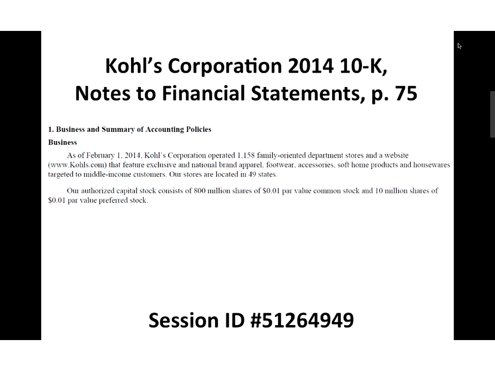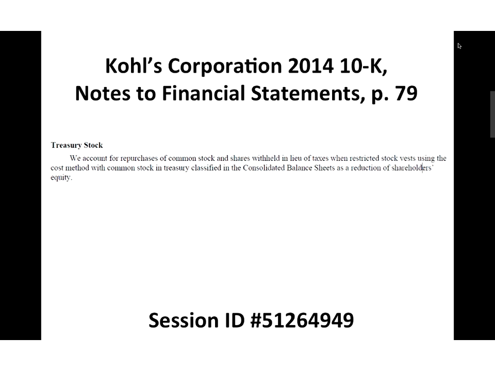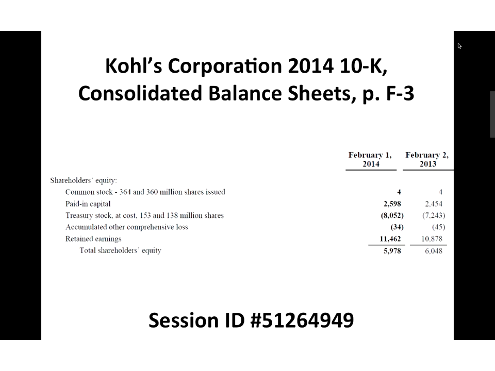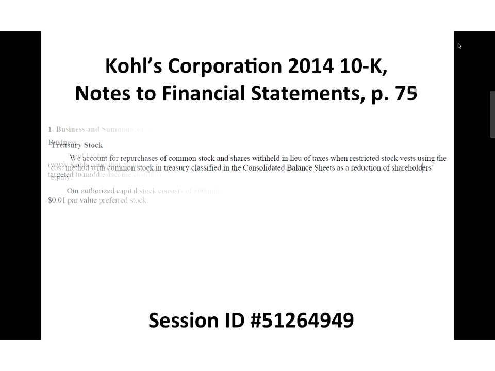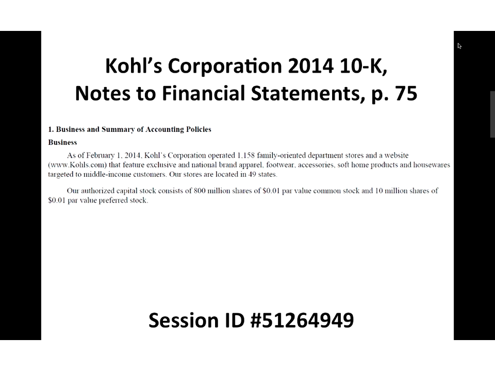Now, Kohl's told us they have authorized 800 million shares of common stock and 10 million shares of preferred stock. If we click back to their stockholders' equity section, it has common stock, paid-in capital, treasury stock, other loss, and retained earnings. Kohl's has no preferred stock. What that note was telling us is they are authorized to issue it if they ever wanted to, but they have not issued any at all. So it's interesting when you look at a financial statement, you should be able to look at the financial statement and start recognizing things on it like we've talked about here.